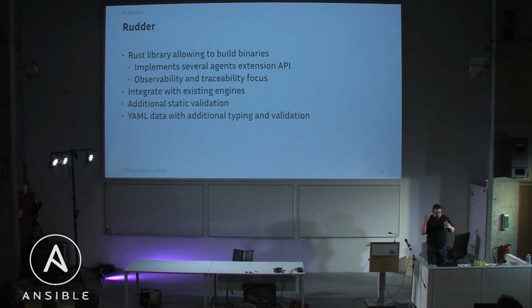And we actually have a Rust library that allows to build these binaries that implement the extensions API of, let's say, CFEngine, Ansible, DSC, and the same implementation could be used as a custom resource in all of these tools. It also includes some static validation and YAML data as input with some additional static verification, because we want to be able to verify things statically quite early.